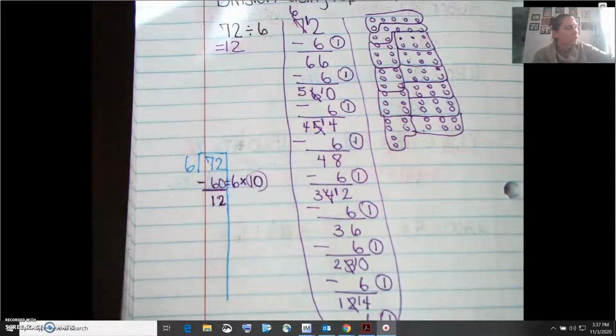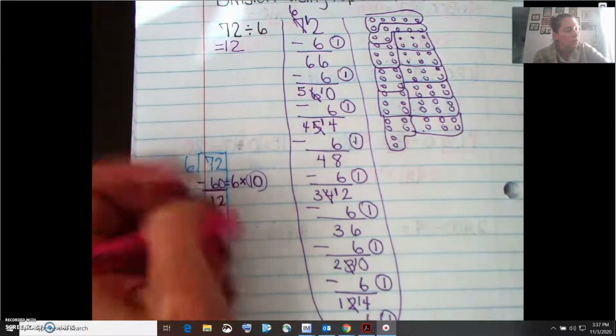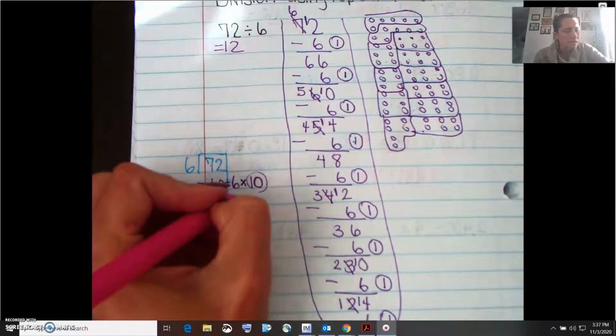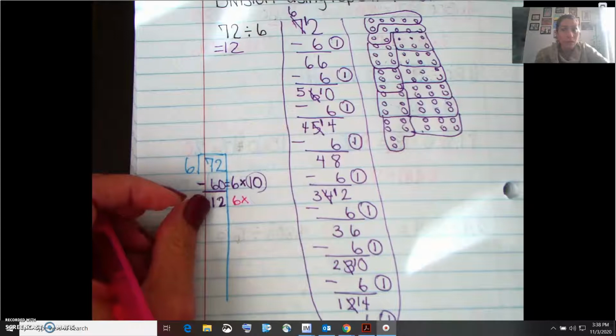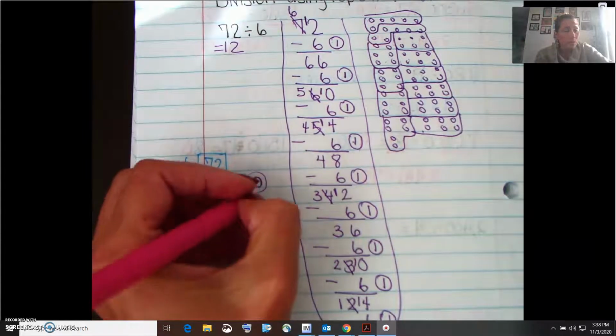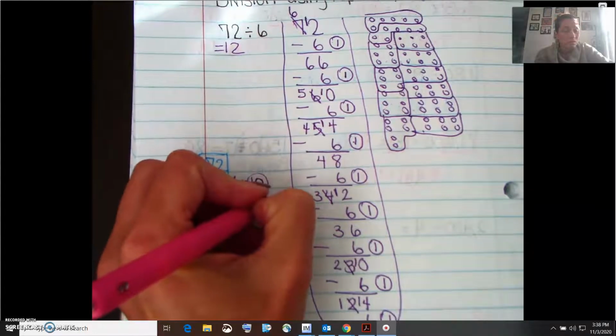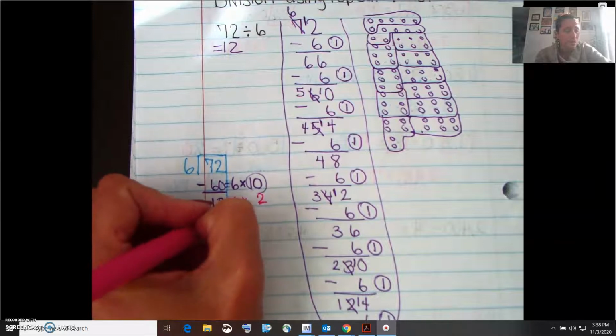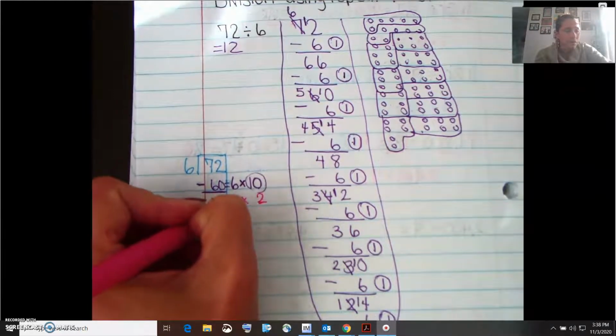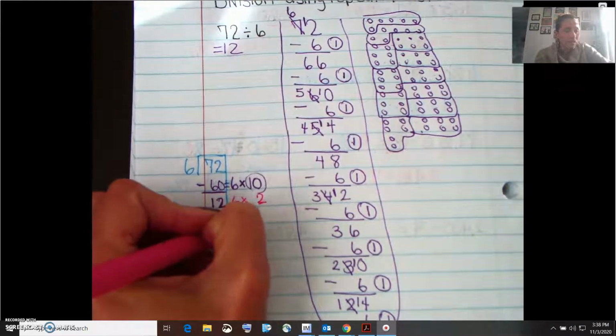So now we say to ourselves the same thing. What times 6 gives me closest to 12? That would be 2, right? 2 times 6 is 12. So I'm going to put my 12 here and subtract it, and I have 0.